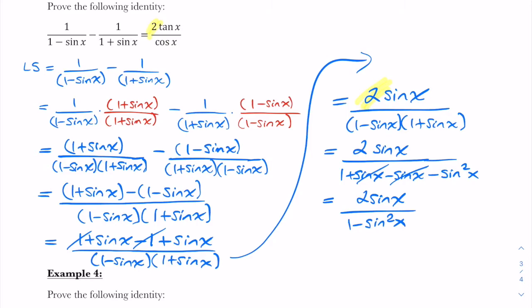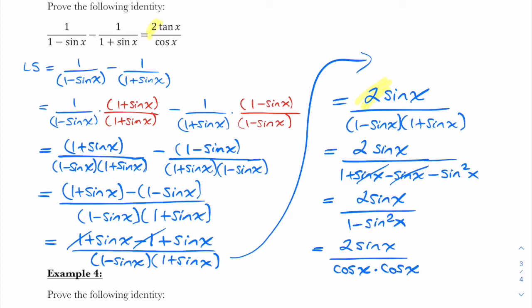Somehow we have to make the denominator look like a cosine x. Where have you seen 1 minus sine squared x before? I hope you recognize that 1 minus sine squared x, if you look at the table of identities, it's just cos squared x. Now we have our cosine there, but it doesn't quite look like the right side of the original expression. So what can we do here? I'm going to do a trick. Instead of writing cos squared x, I'm going to write this as cosine x multiplied by cosine x.